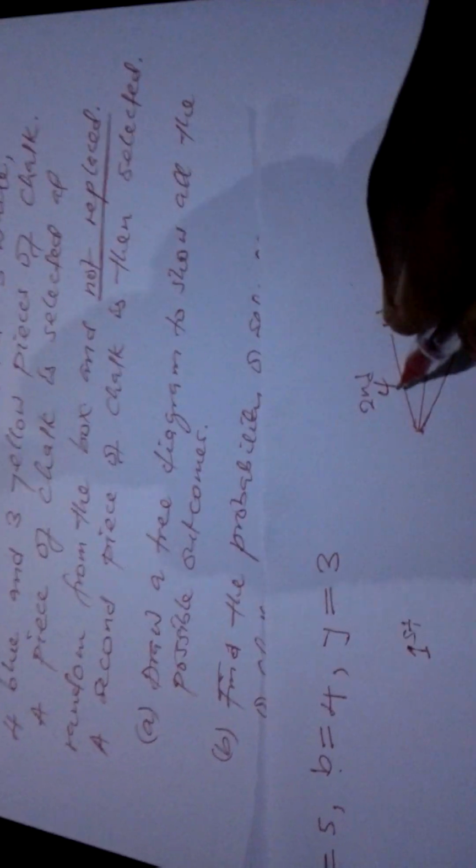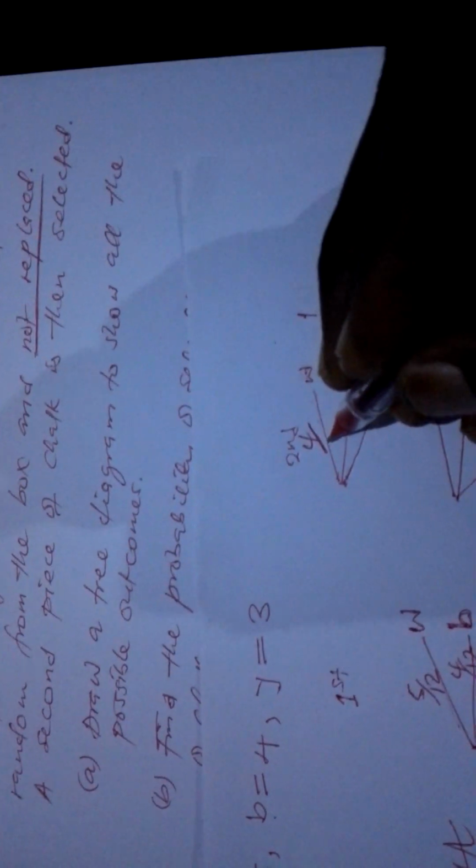Now, what will be the total possible outcome? The total possible outcome then does not remain the same. Why am I saying so? Because of the condition we are seeing here, which is saying a piece of chalk is selected at random from the box and not replaced, because when I pick a piece of chalk, it means I will use it, and when I use a piece of chalk, it is going to finish. I can't replace it the same way as it was.